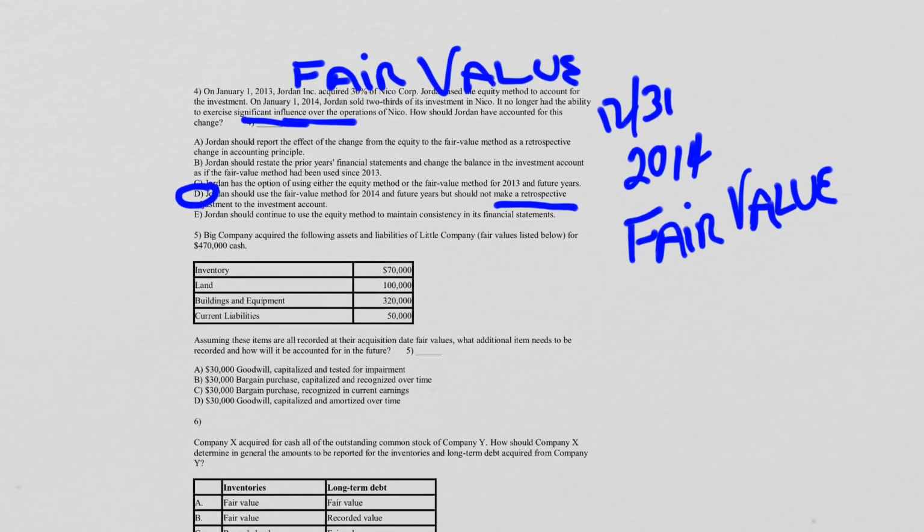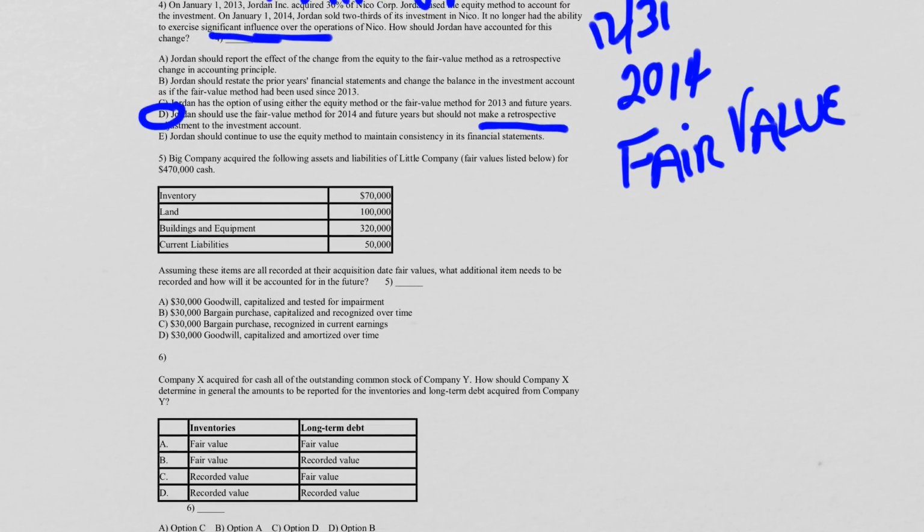So you don't need to make any retrospective adjustments. Like the textbook approach, when it goes the opposite way, when you were doing fair value up to equity method, you would make a retrospective adjustment, but that's no longer the GAAP. That has been changed. There's no retrospective adjustment for anything. So that sort of makes these problems easy. No retrospective adjustments. Okay, number 5. Let's see what we got here.